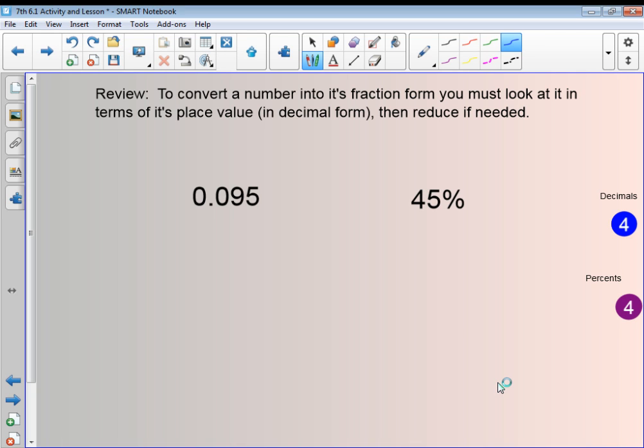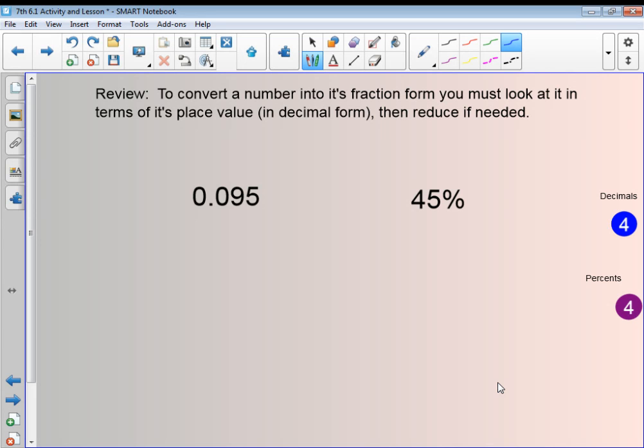Okay, here we're going to be working with reviewing. This is a review skill from earlier this year, reviewing converting our decimals into fractions. The new piece is working those percents into fractions, depending on if they are giving us whole number percents or decimal percents.